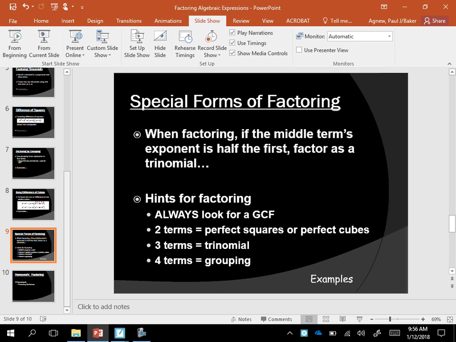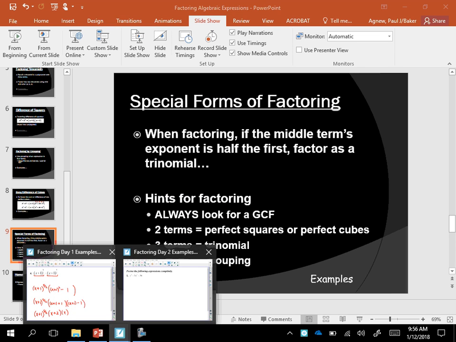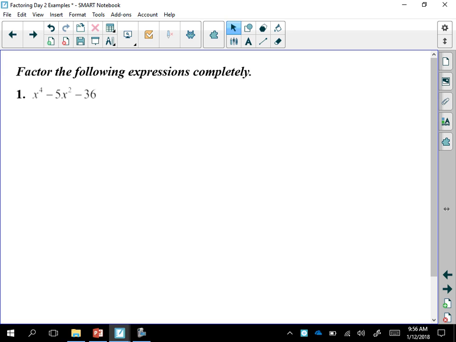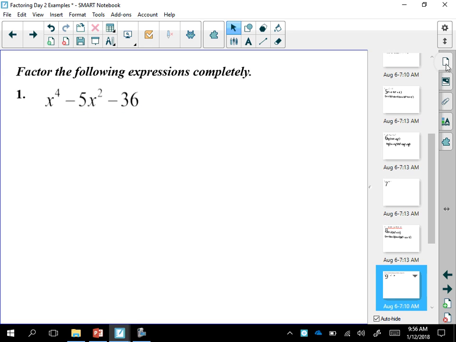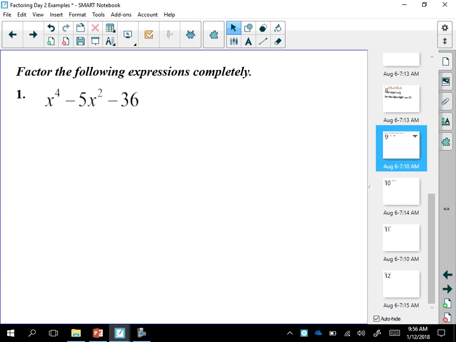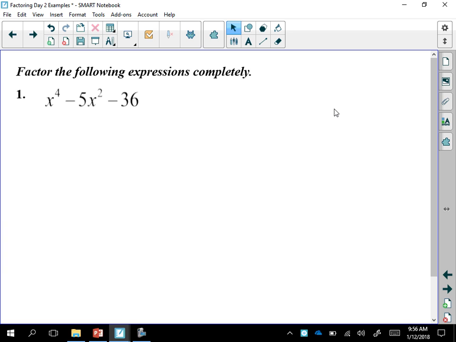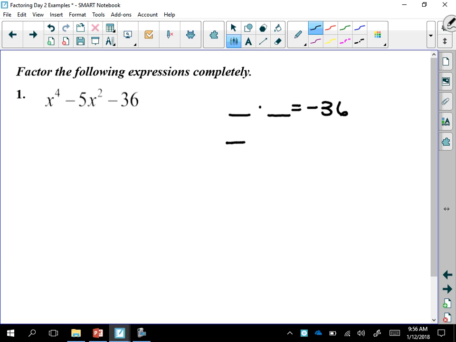So, going back to this special case I was mentioning, here we have x to the fourth minus 5x squared minus 36. And you probably did some examples like this back in algebra trig, where the middle term's exponent was half the first. We're going to treat it like any other trinomial. So we're going to follow the same procedure of needing two numbers that multiply to negative 36 and add to negative 5, which would be what? Negative 9 and 4. Good.